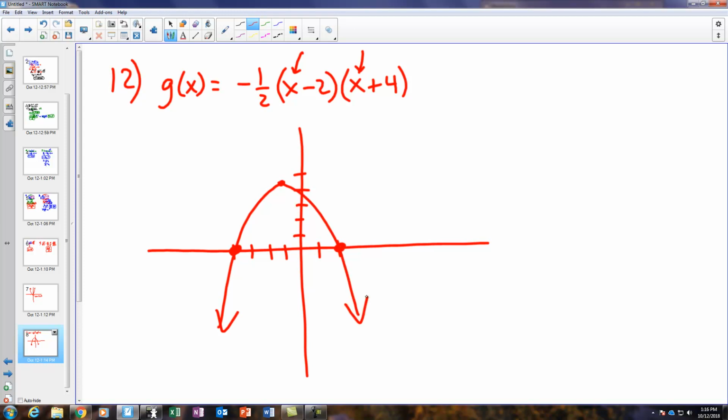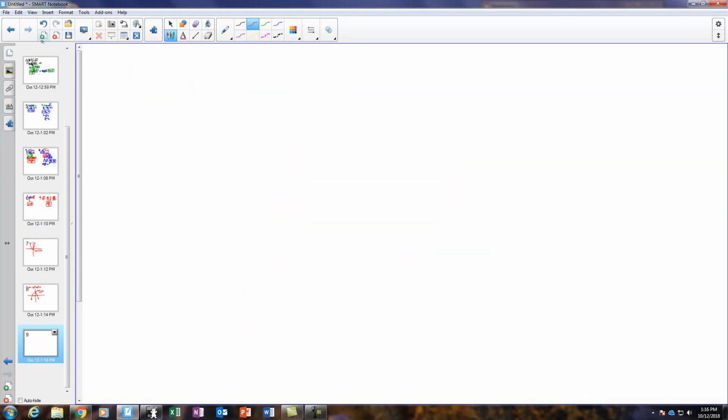Now, if I want to, I could plot some more points, but I need at least one point on each side and the vertex being -1, 4.5. All right, we have just two more. Number 13.